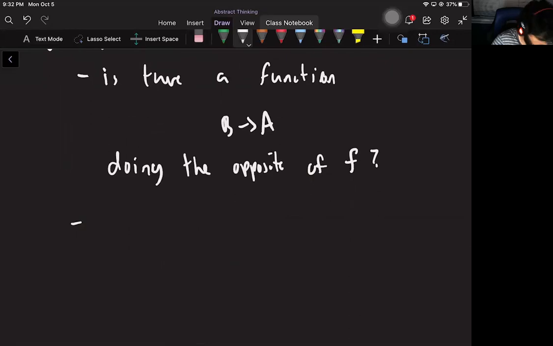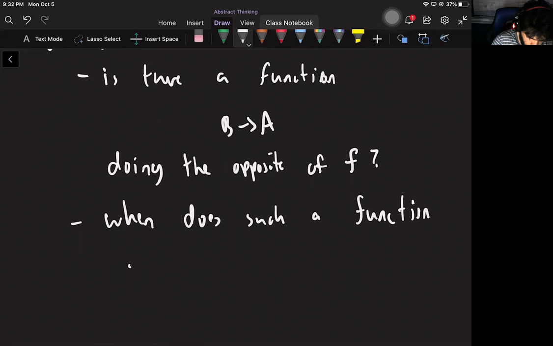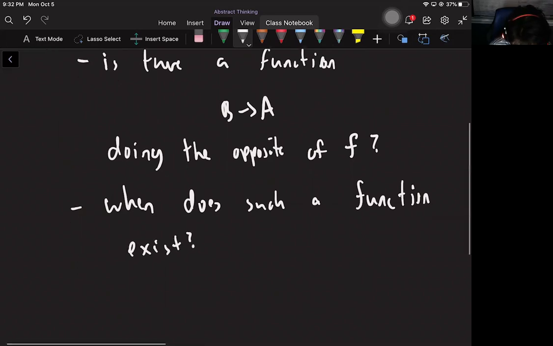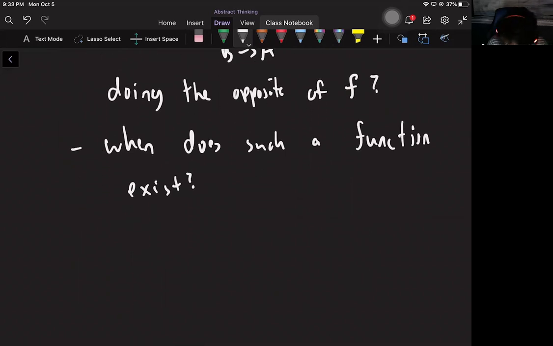That leads to the next question. So when does such a function exist? Just for a silly example, if I cook a chicken, I don't know, what do people eat? I guess chicken. If I cook a chicken, there's no way to undo that process. It's just stuck.